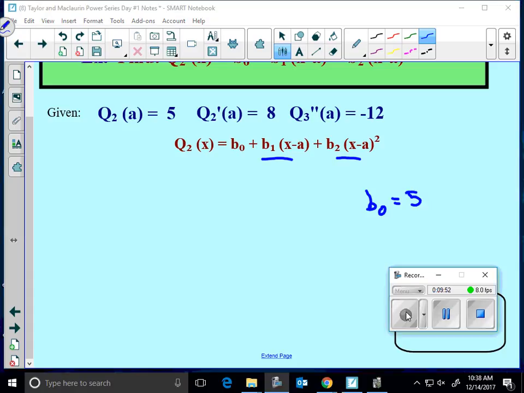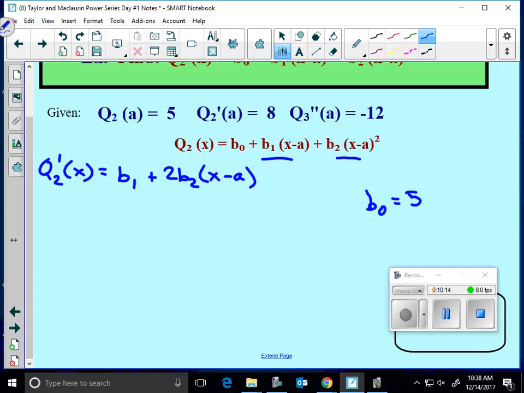Okay, so I can say that b0 would be 5 if I plug in a, right? q2 of a would make b0 equal 5. So let's take the derivative of q2. If I took the derivative, that would be b1, and the x minus a would drop off, and then I'd get plus 2b2 times (x minus a) to the first. So q2 prime of a, if I plug in a, I'd get b1, right? And so b1 would have to be equal to 8, right? Because I know q2 prime of a is 8. So now I've got the second coefficient.